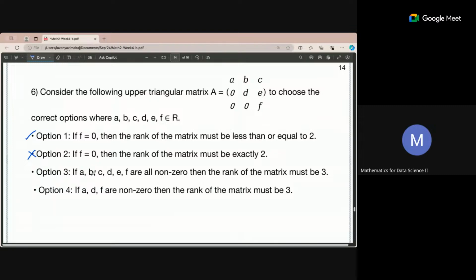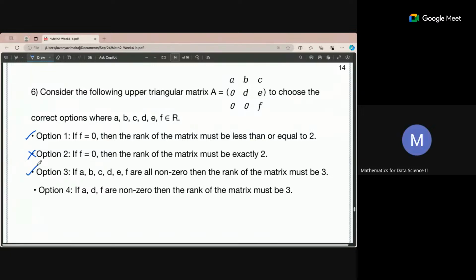If A, B, C, D, E, F are all non-zero, then the rank of the matrix must be 3. True. See, when all of them are non-zero, what happens to the REF? You just multiply by 1 by F, then 1 by D, and 1 by A. So you have 1, 1, 1 on the diagonal. You get the REF with 3 non-zero rows, so the rank must be exactly 3, right?